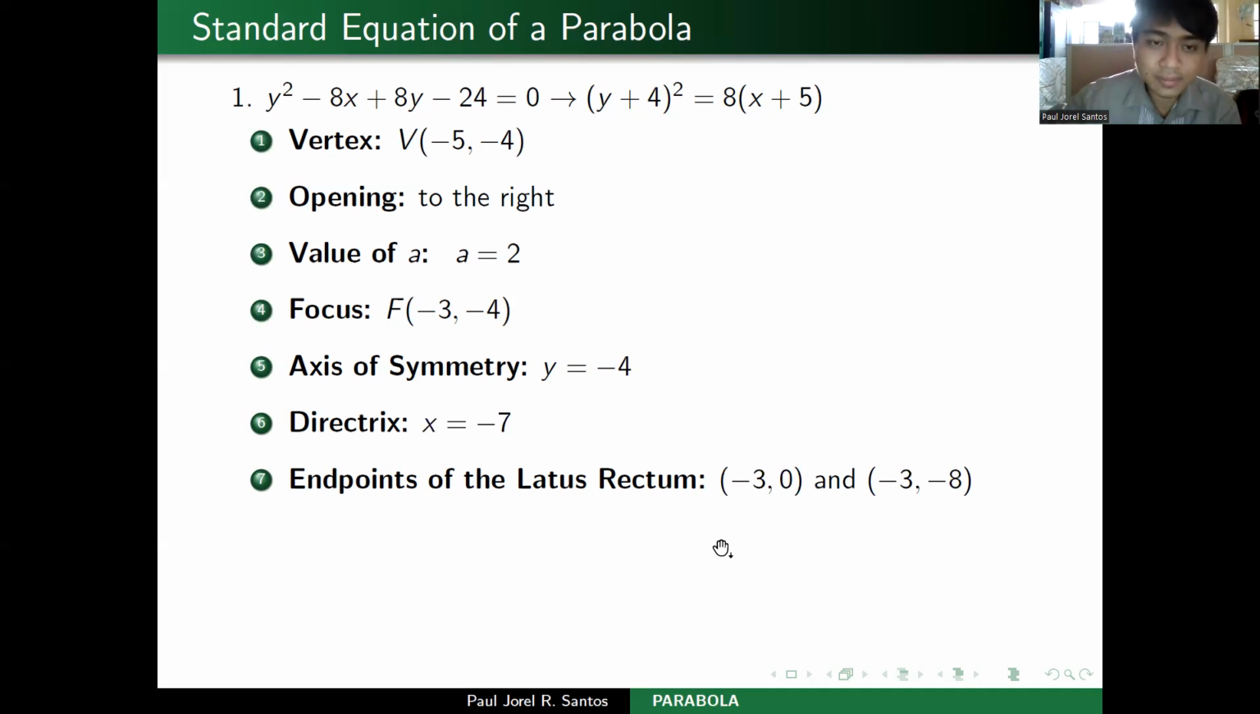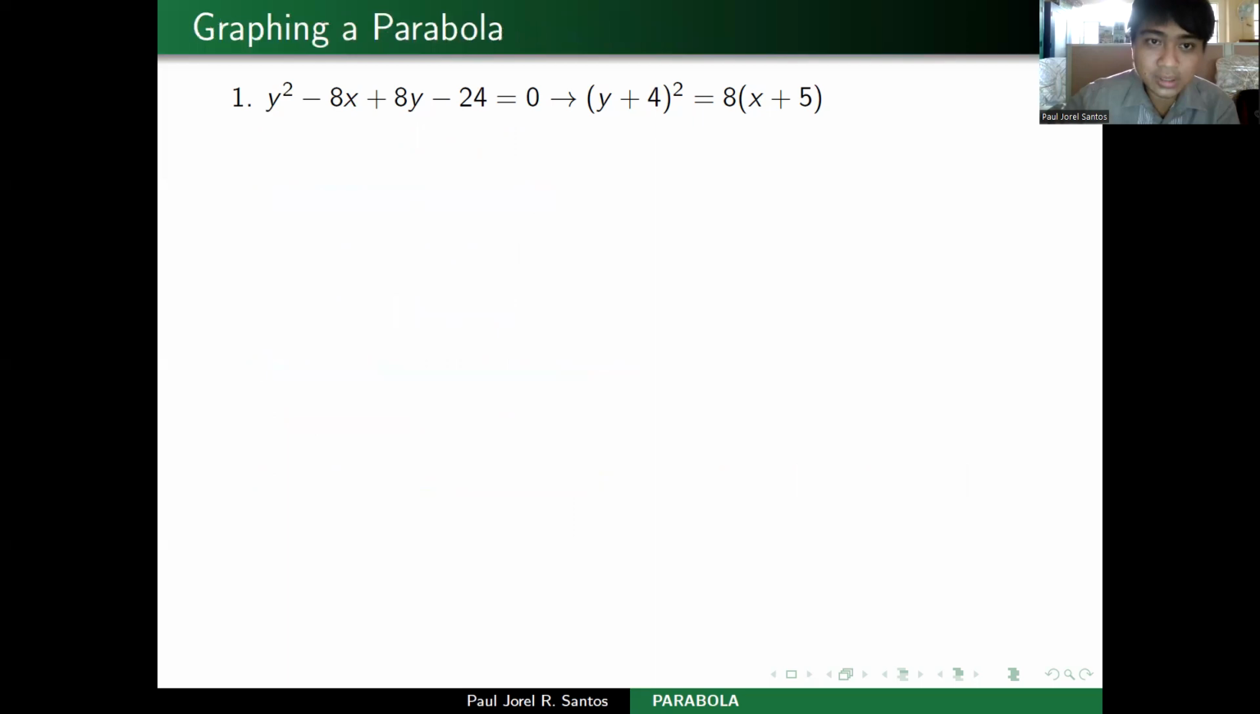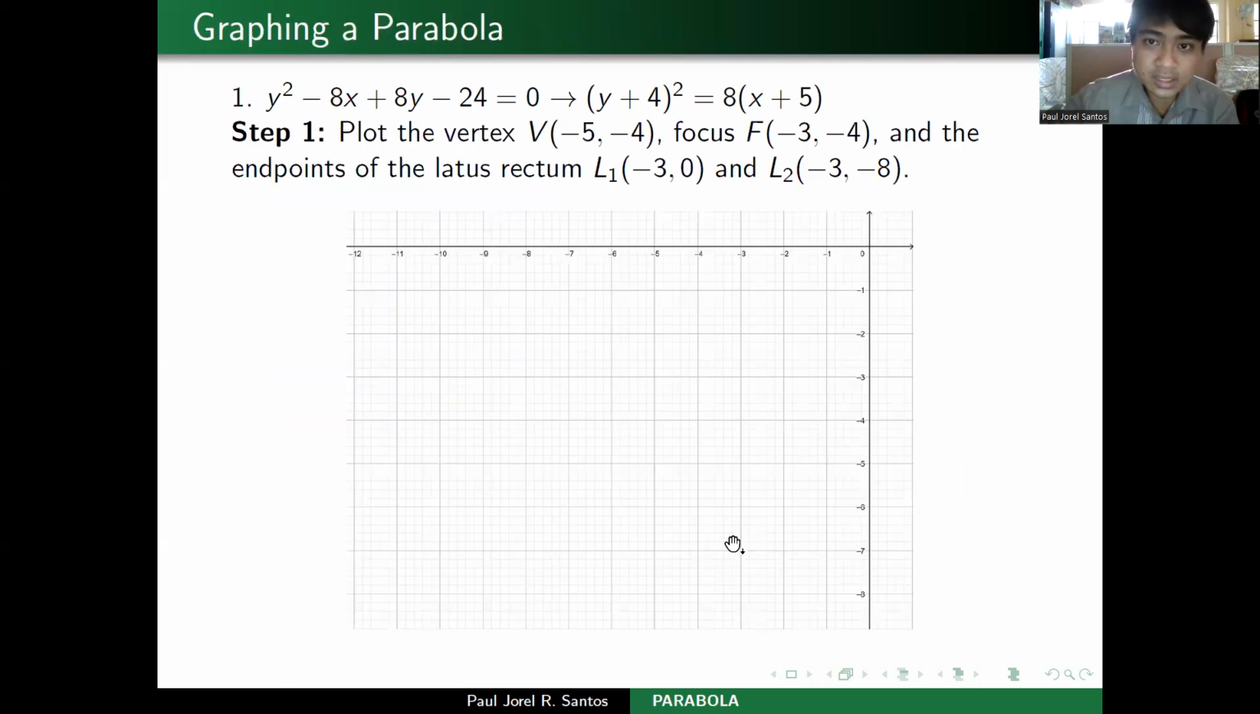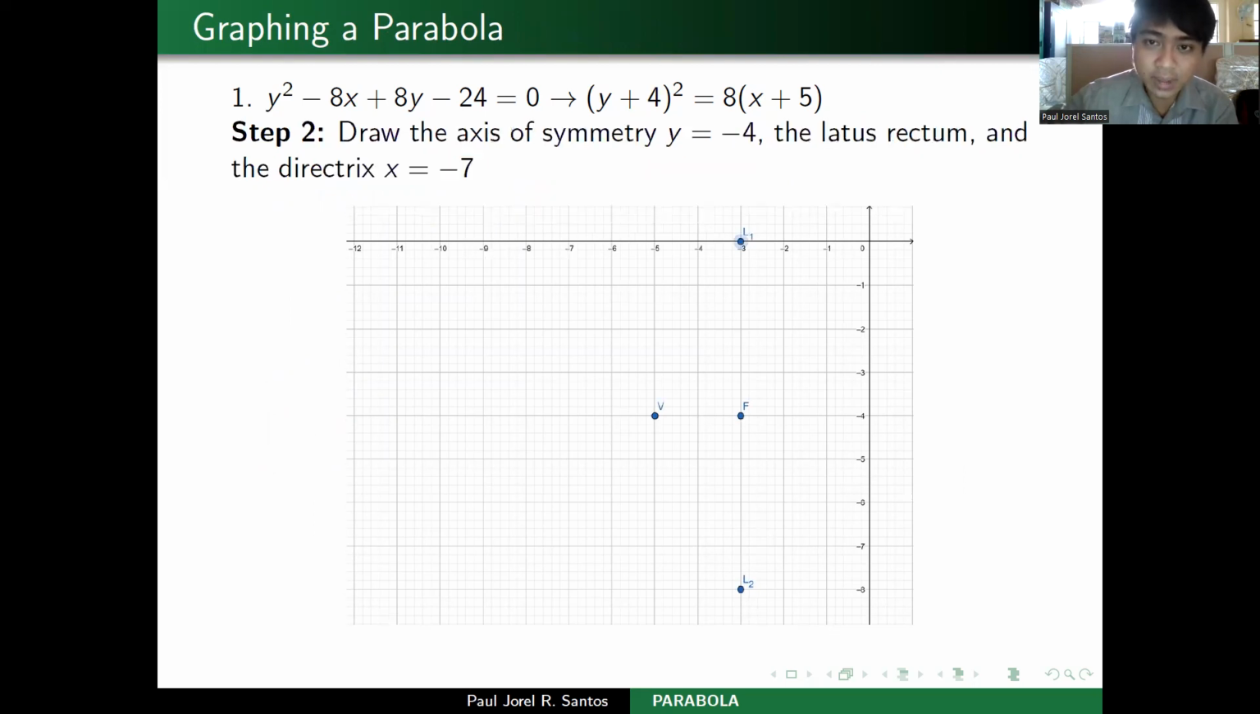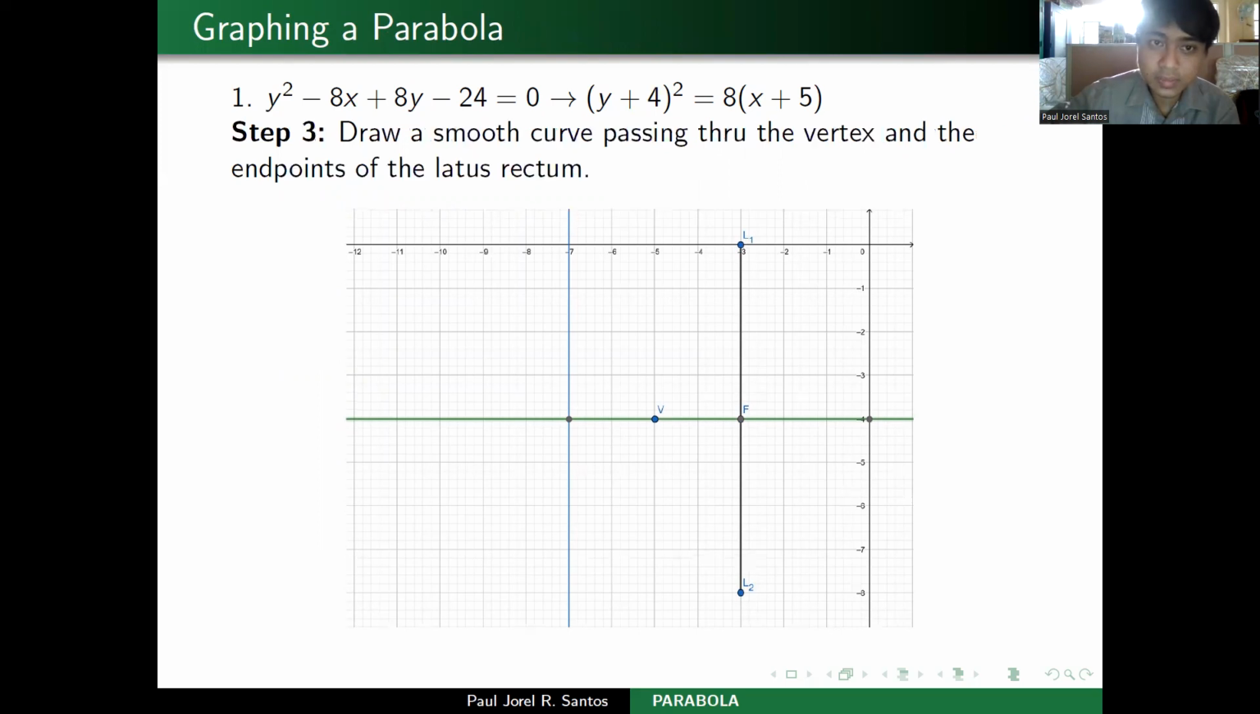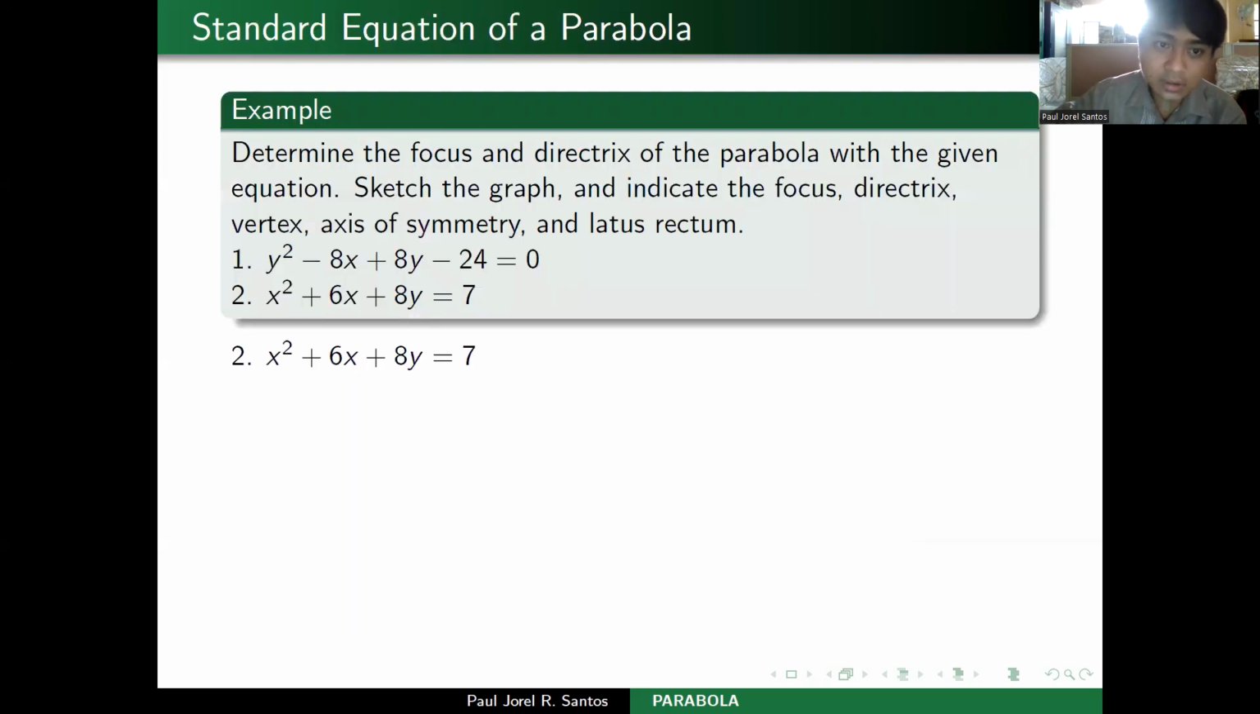Now let us graph the points or plot the points. Okay, vertex, focus, endpoints of the latus rectum. Okay. Next is the axis of symmetry, y equals negative 4, the latus rectum, and the directrix. Okay. And then afterwards, draw a smooth curve passing through the vertex and the endpoints of the latus rectum. And here we go. That is for the first one. Let us have the second example.